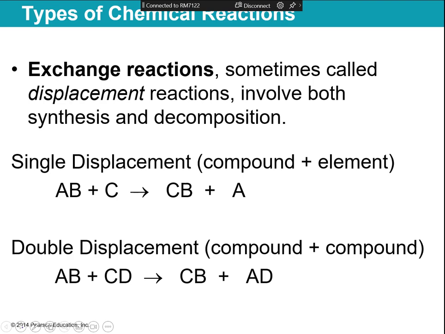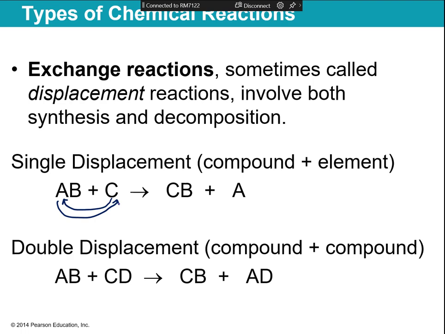I can tell the difference between a single displacement and a double displacement by the type of reactants and products I have. In single displacement, I have a reactant that is a compound and an element. They call it a single displacement because I'm really swapping a single pair. So I have a pair and a single, and then I end up just swapping one pair. One pair splits and combines with the other one. So that's a single displacement. You're looking for an element and a compound, making a different element and compound combination.